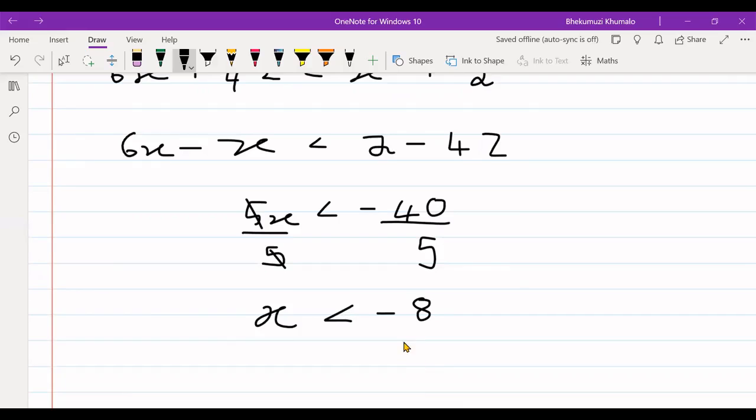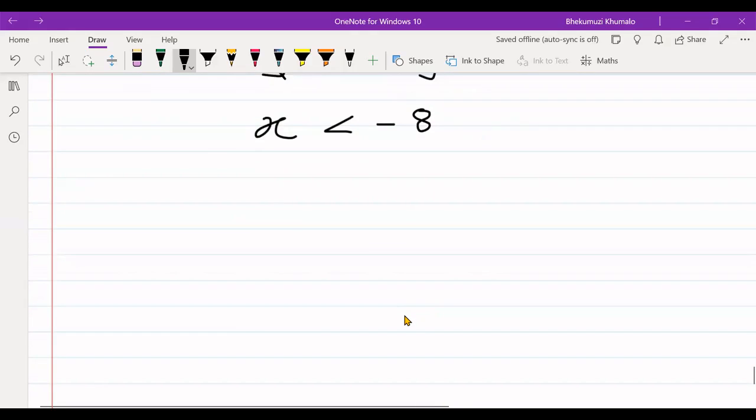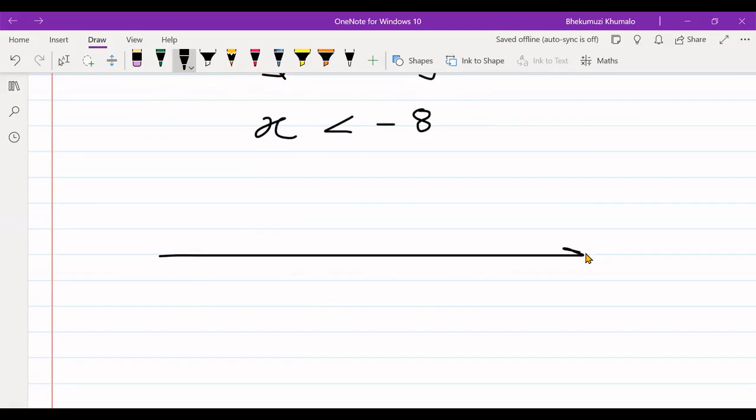And so since we have that it's negative 8 and we need to represent this on a graph, how could we do that? We could use a number line, and this is negative 8. But this is less than, so it's an open dot. And then where does it go? Points to the left, so it goes to the left. So any number that is less than negative 8 is the solution to this graph.